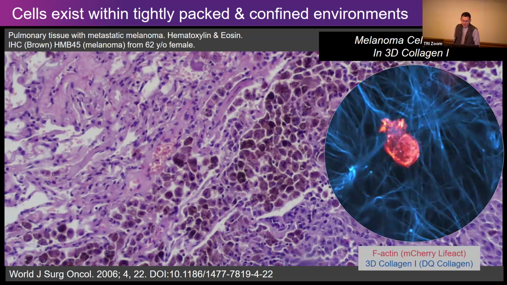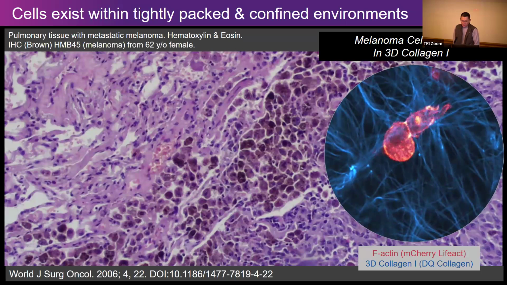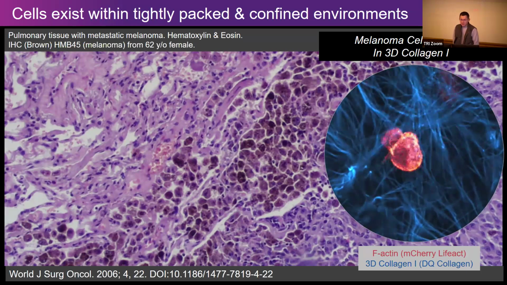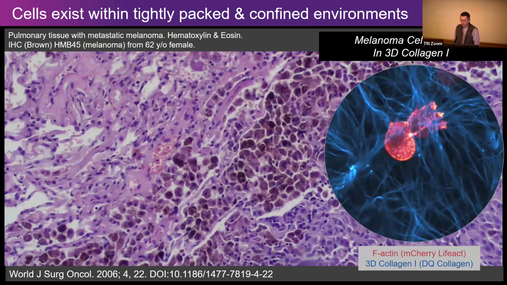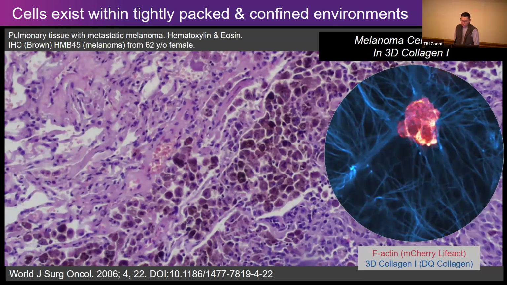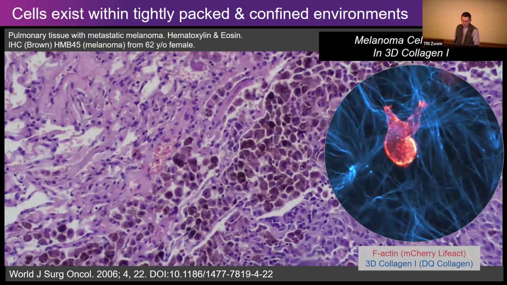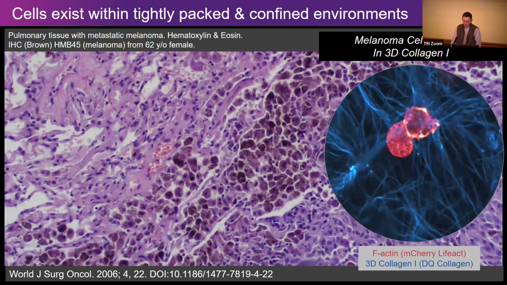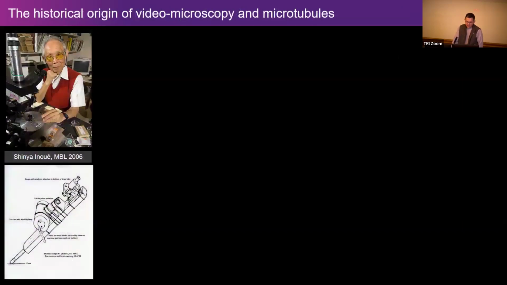So we use live cell microscopy combined with 3D models to study how cancer cells invade and survive mechanically confining forces from confining microenvironments, as you can see by this fluorescently labeled melanoma cell with actin in orange and collagen fibrils in cyan as it tries to squeeze, and it does so successfully, through a couple of these collagen fibers.